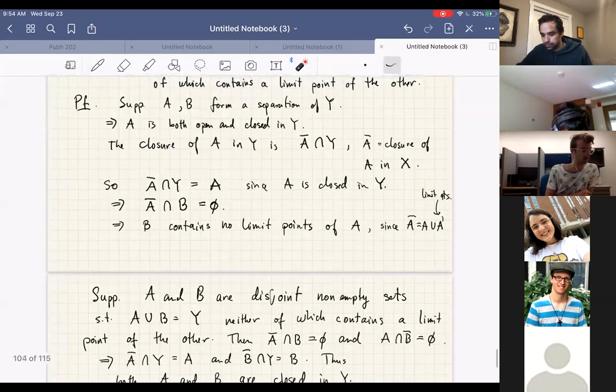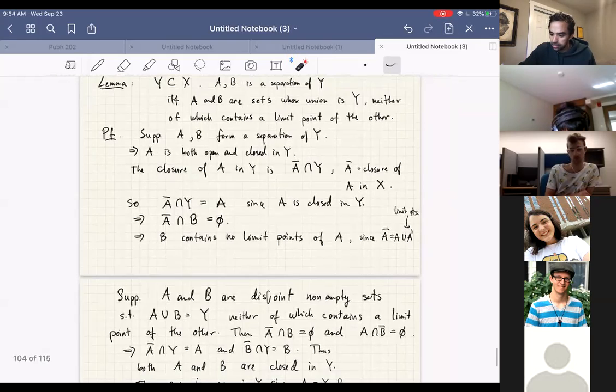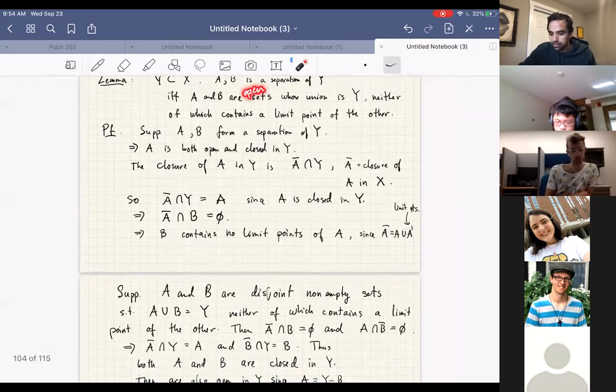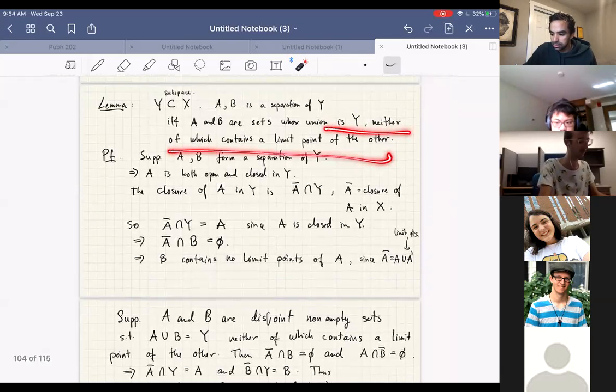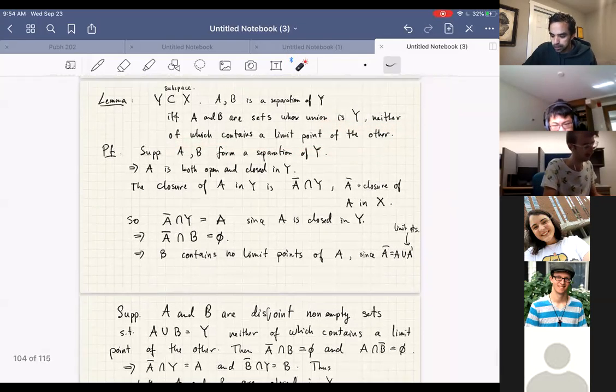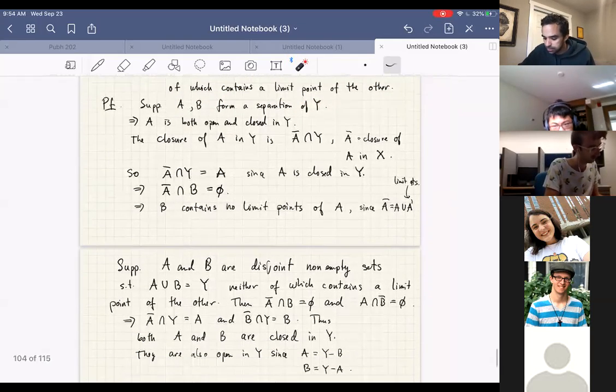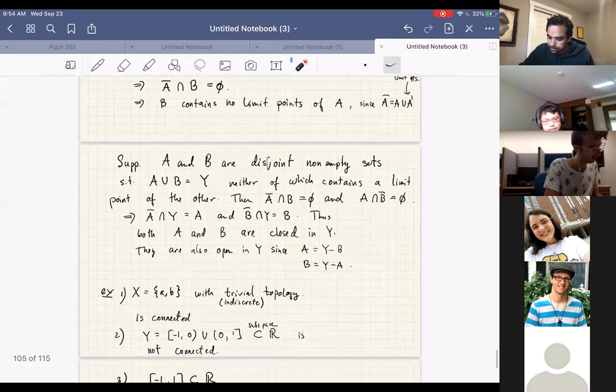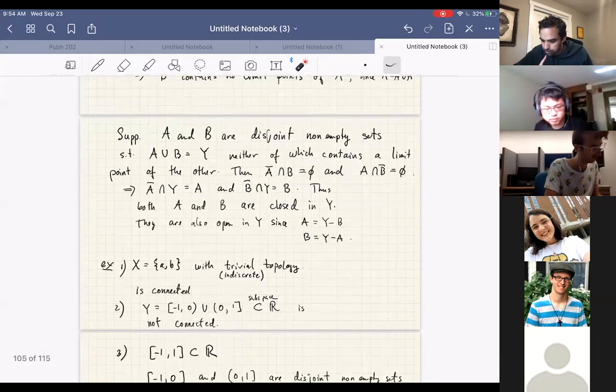Yeah. I mean, you could write open here, but that's not needed because it's already implied by this condition. Does that make sense? It just feels like they contradicted themselves, but it's fine. Okay.